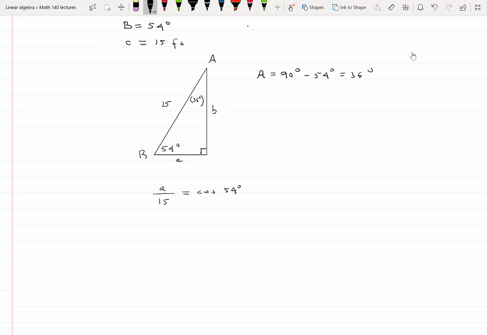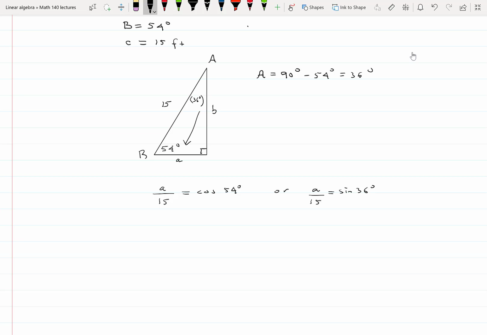Now I could also have done a over 15 and regarded it as opposite of 36 over hypotenuse, and that would be the sine of 36. But I want to avoid that, even though technically either is correct, and technically both equations will allow us to solve for a, but I want to avoid using the second equation. I want to avoid using 36 degrees.